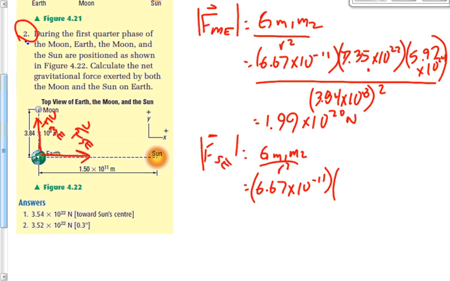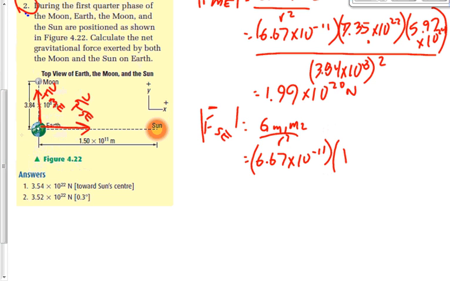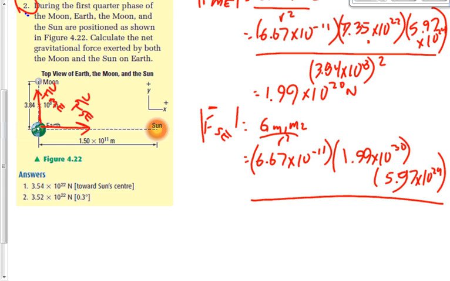This is going to be the mass of the sun. What was that, 1.99 times 10 to the 30? The mass of the Earth is 5.97 times 10 to the 24, divided by the distance between the sun and the Earth, 1.50 times 10 to the 11. Square it. And Dustin, what do we get for that?